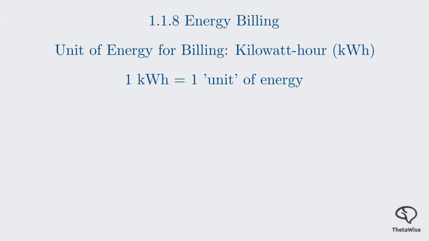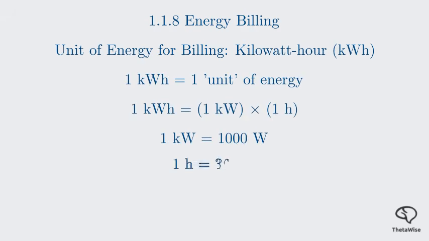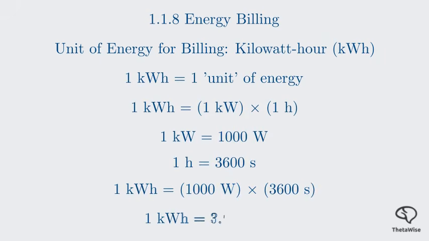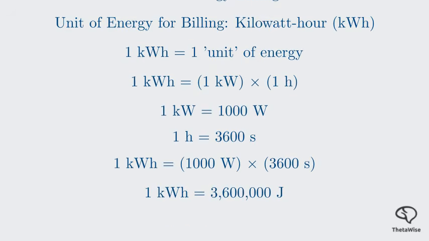But how does the kilowatt hour relate to the joule? Let's figure it out. A kilowatt is 1000 watts, and an hour is 3600 seconds. So, 1 kilowatt hour is equal to 1000 watts times 3600 seconds, which gives us 3,600,000 joules. That's 3.6 megajoules. So, when you consume 1 unit of electricity, you are consuming 3.6 megajoules of energy.